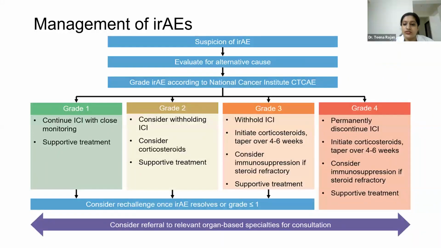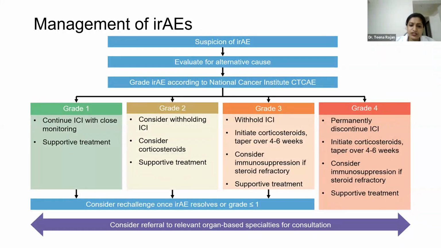If it is not settling, you will have to go for immunosuppressive therapy if steroid refractory. Grade 4, you should permanently discontinue the immune checkpoint inhibitor and initiate corticosteroids and consider immunosuppression if steroid refractory. And you can re-challenge with the same agent once it has resolved to less than or equal to grade 1.